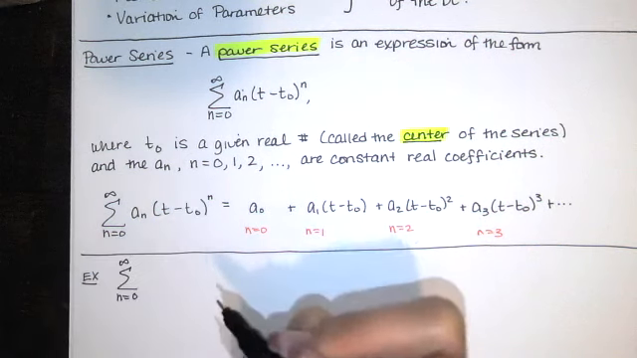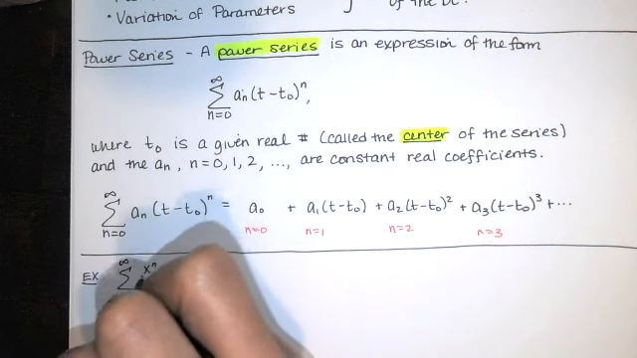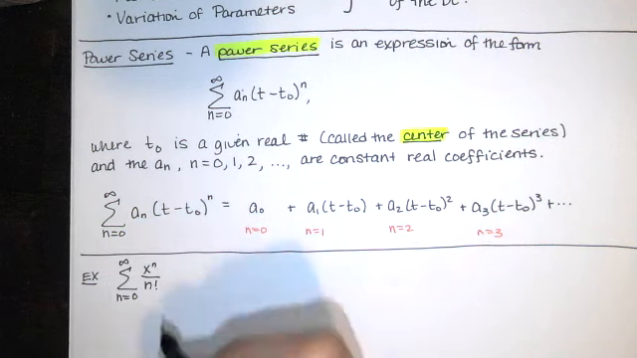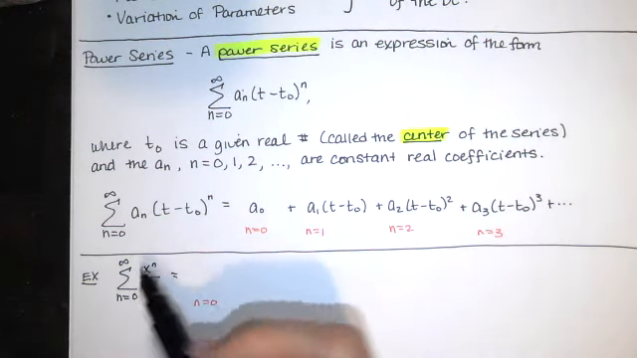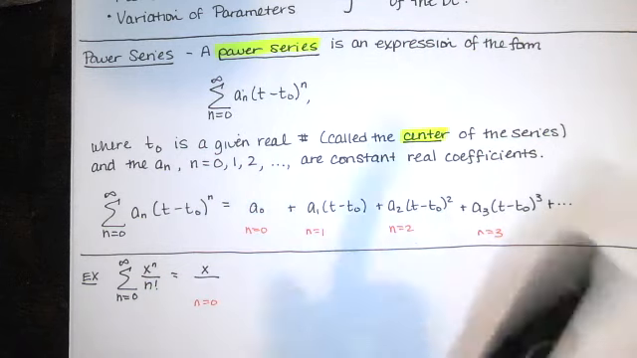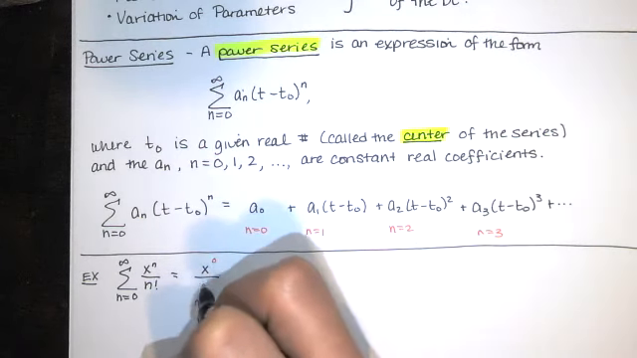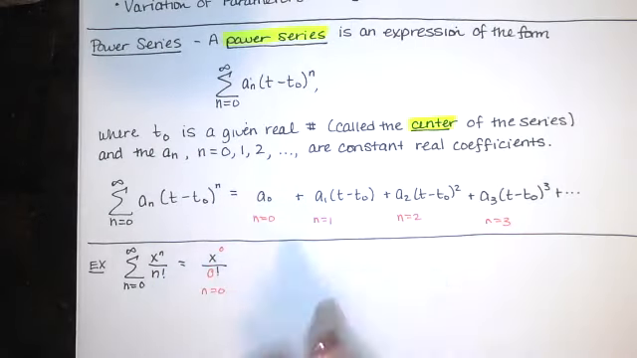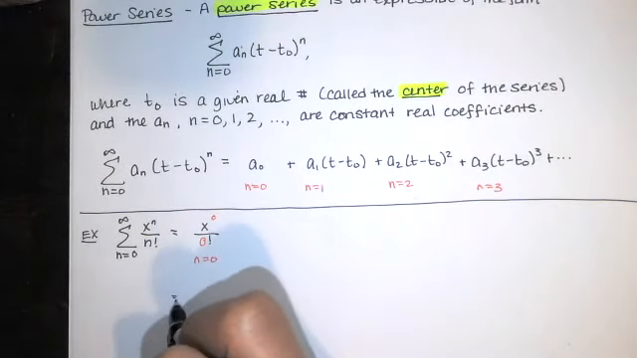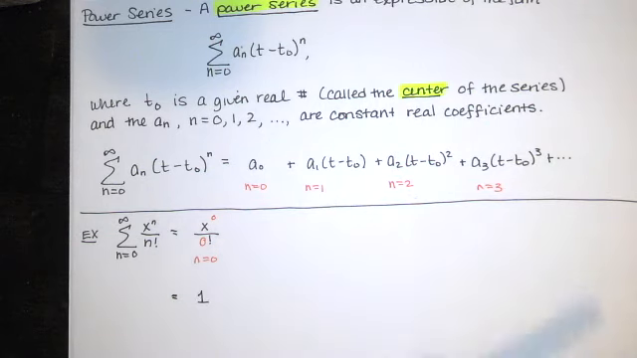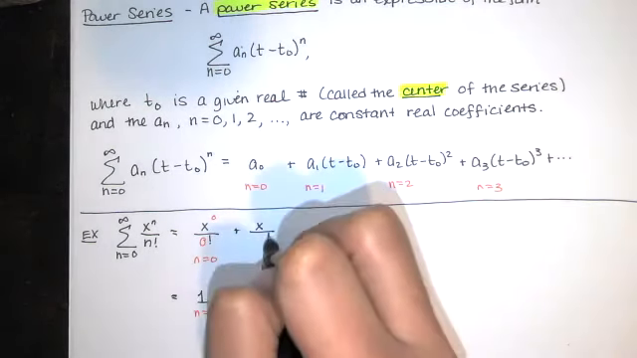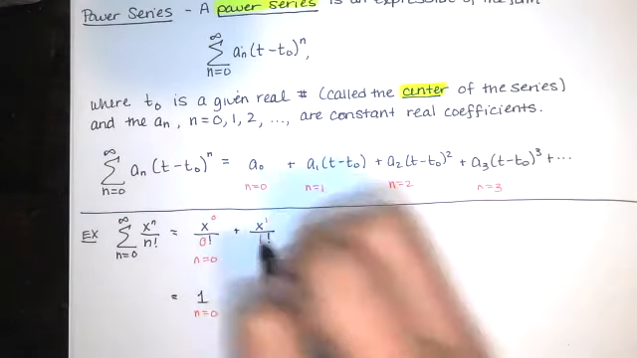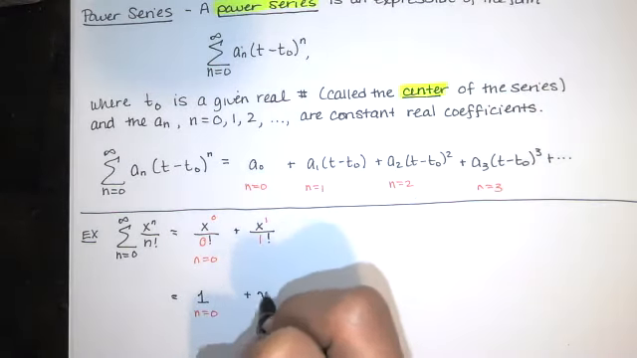Here's an example. I have the sum as n goes from 0 to infinity of x to the n over n factorial. When n equals 0, we get x to the 0 over 0 factorial. And 0 factorial is defined to be 1. And of course, x to the 0 is 1. So when n equals 0, we just get a 1. Then when n equals 1, I'm just replacing n with 1, with x to the first over 1 factorial, which is just an x to the first.